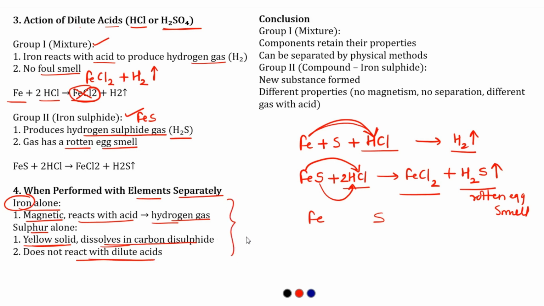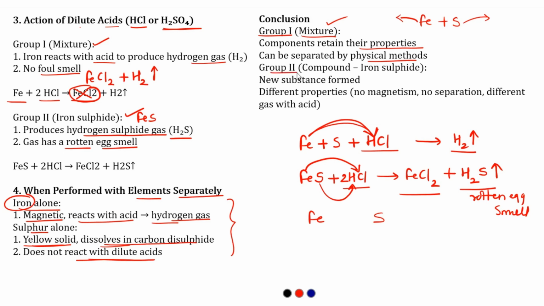So based on all these tests, what conclusions can we draw? So the conclusion is, see here, group 1, that is nothing but a mixture. Components retain their properties. So we have taken iron filings and sulfur powder, but we have not heated here. So iron is showing its properties separately, sulfur is showing its properties separately. They can be separated by simple physical methods because they have not reacted with each other. It is just called a mixture.